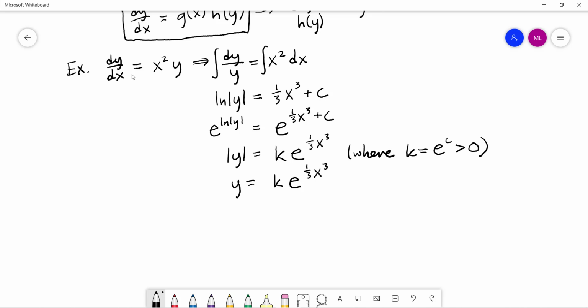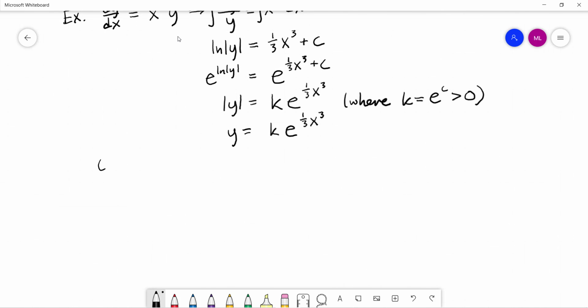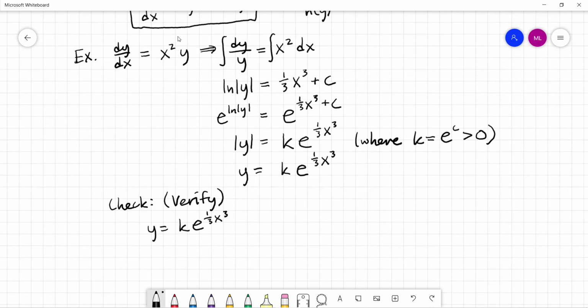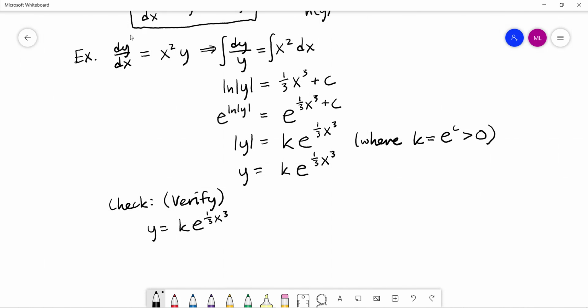And if you want to verify whether something is indeed a solution, this is something that we kind of skipped. All you need to do is go plug this solution back into the original equation. So let's just check. Another way that you might see this phrased is verify. Verify that this solution is correct. So we have that y is equal to k times e to the 1/3 x cubed. We're also going to need dy dx.